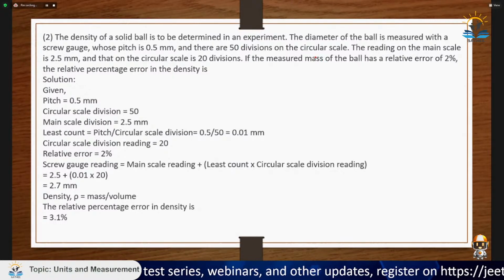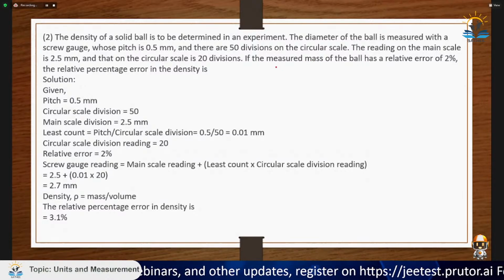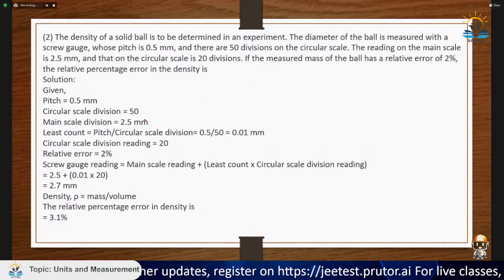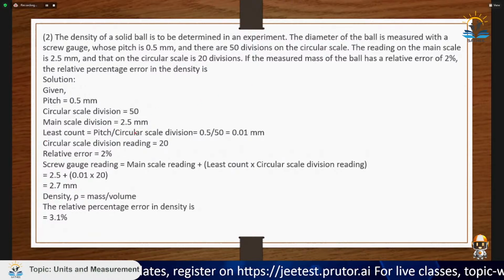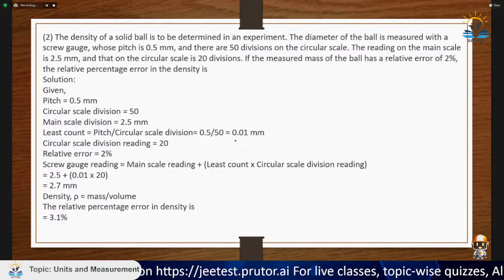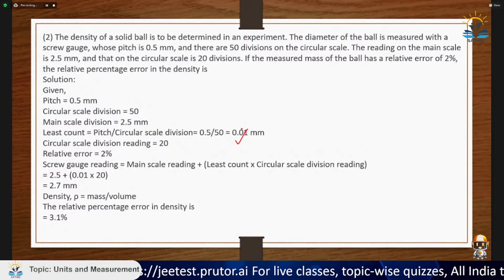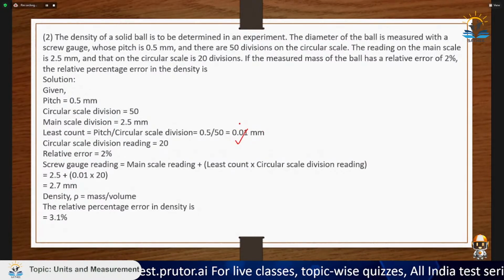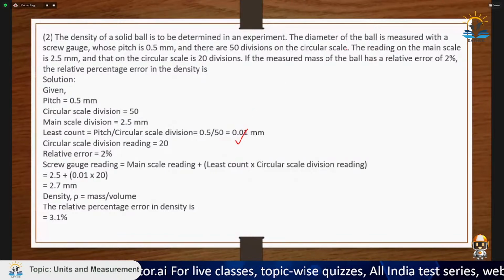So in a screw gauge, the formula for the least count is pitch upon number of divisions of the circular scale. If you don't know this, memorize it. Least count is equal to pitch upon circular scale divisions, which is 0.5 mm divided by 50. So 0.01 mm is my least count. Okay, this is the minimum error which you can make using this scale.